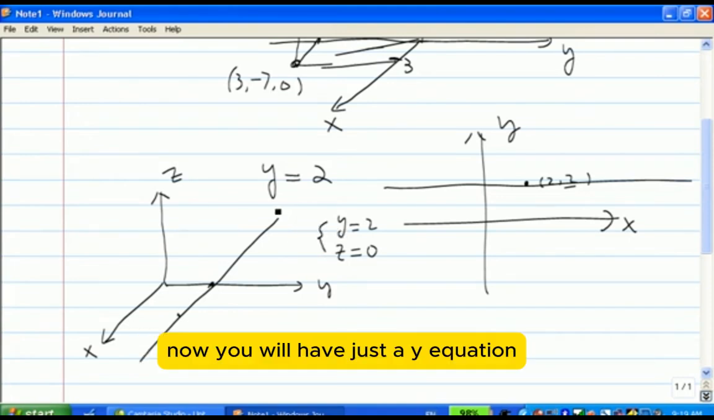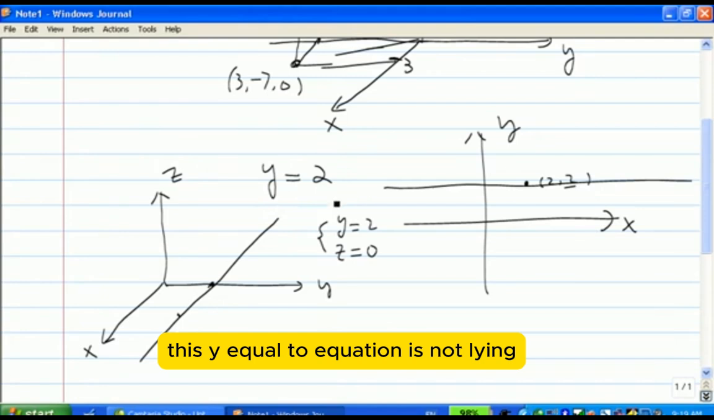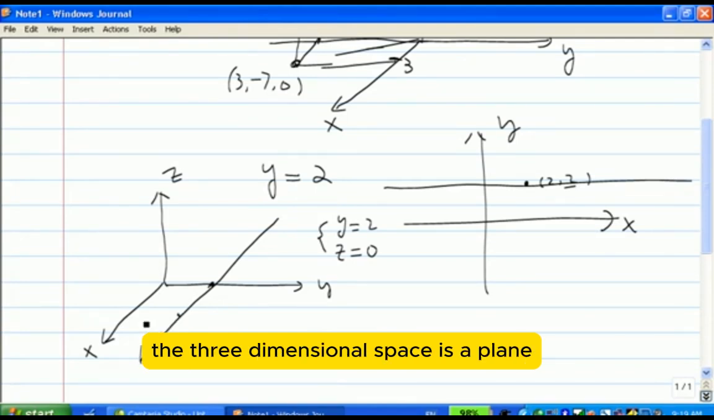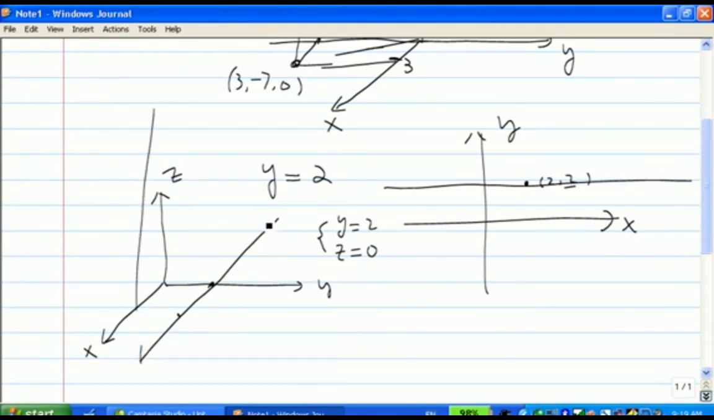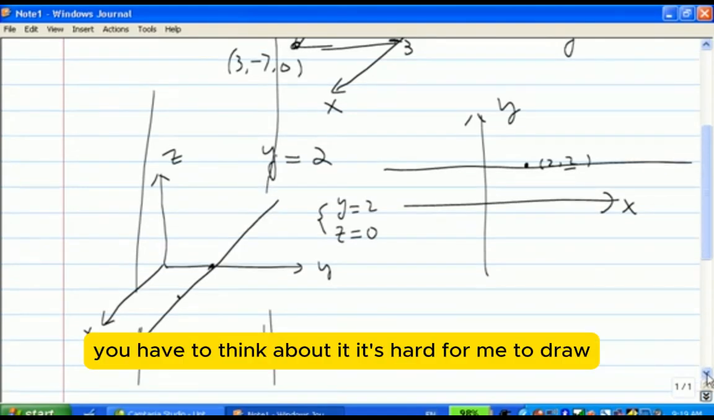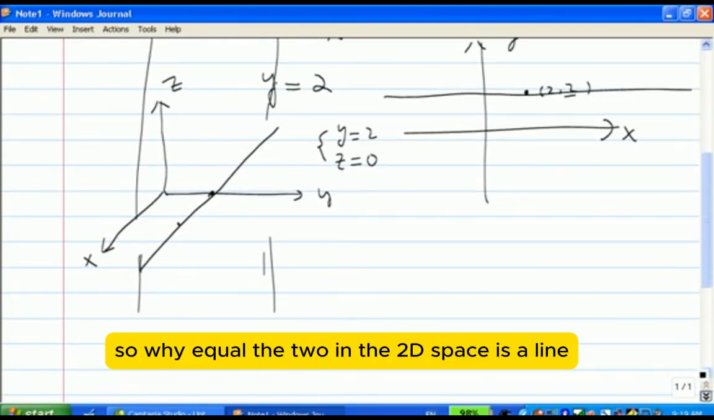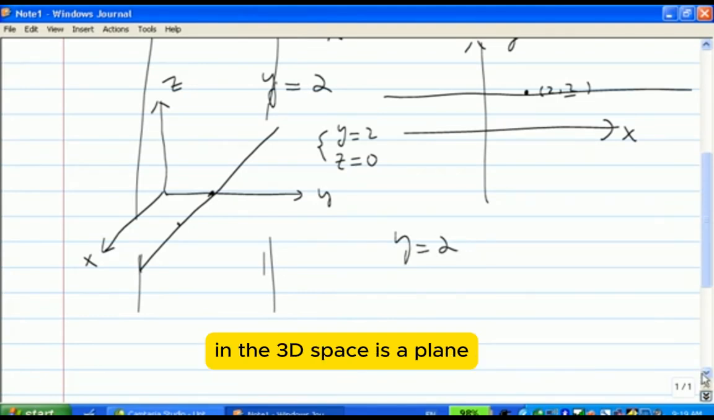Now if we have just one equation, then what? All the points satisfying the equation y equals 2 do not form a line in three-dimensional space. It's a plane. It's a plane like this. You have to think about it. It's hard for me to draw. So y equals 2 in 2D space is a line, in 3D space is a plane.